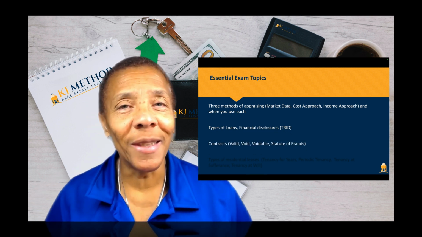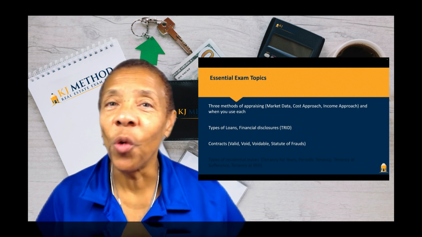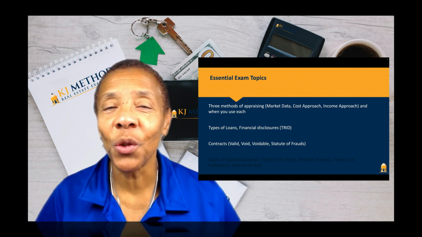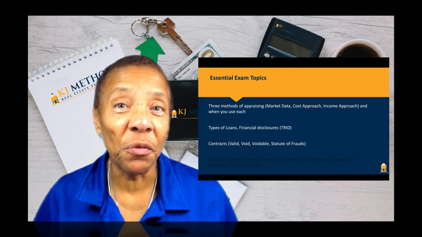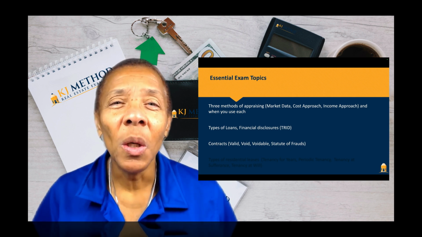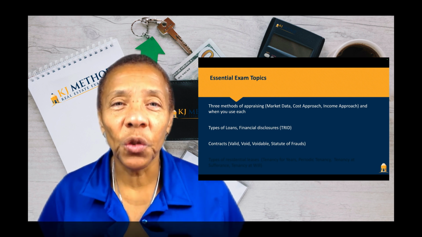Contracts. What is the difference between a valid contract, a void contract, a voidable contract, statute of frauds? Valid and void is generally pretty easy. It's voidable that kind of has a lot of elements to it.